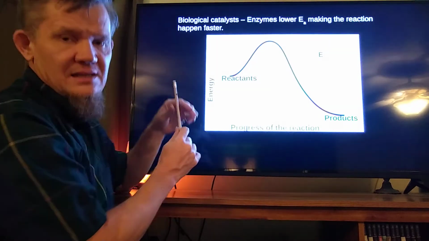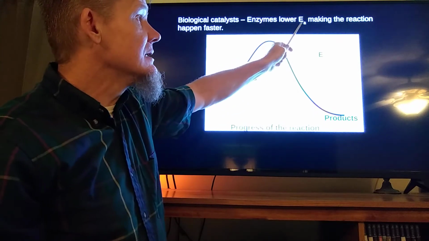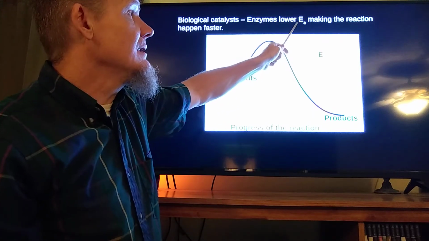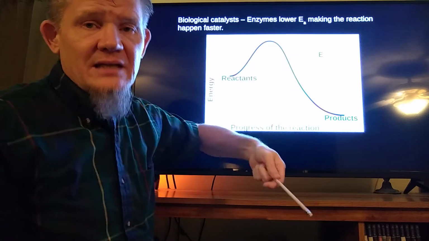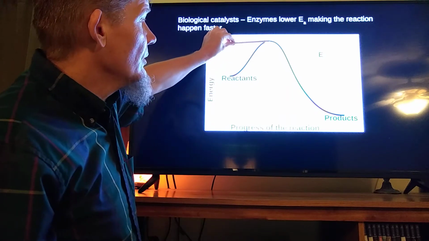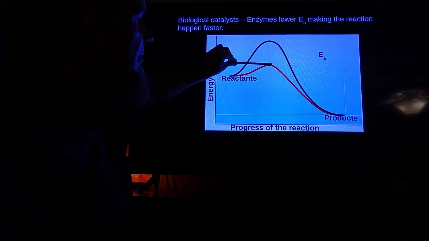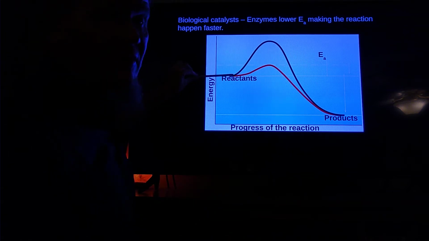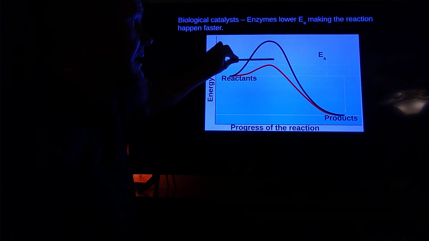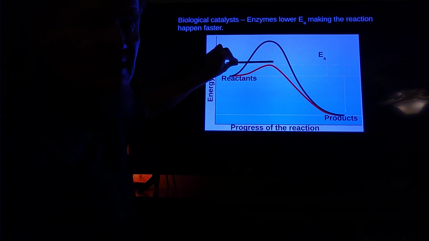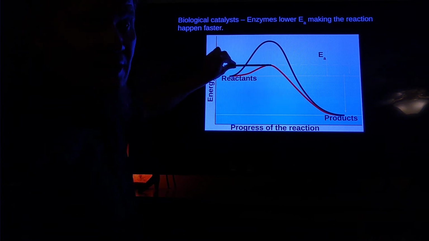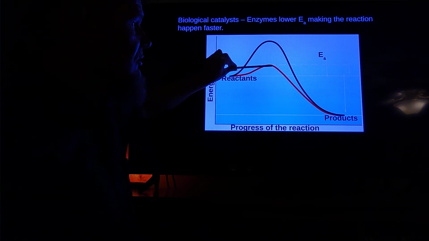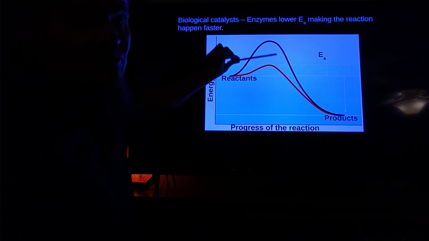What the enzyme does is lower what we call E sub A. E sub A stands for the energy of activation, sometimes called activation energy. It lowers how much energy I have to put into the reaction to make it go. Notice, it's still the same amount of energy in the reactant and still the same amount of energy in the products, but it lowers the temperature the reaction takes place at. So if I can bring it from 150 degrees down to 98.6, well, now I can do this reaction in my body. That's what enzymes do.